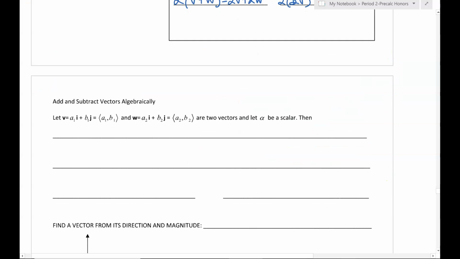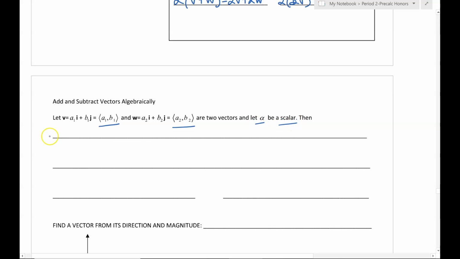Add and subtract vectors algebraically. So let vector v be a1 times i, remember i is in the left or right direction, plus b1 times j, j is up and down. So we can just write it as a1, b1. And vector w is a2 i plus b2 j. We can rewrite it as a2, b2 without the direction. Those are our two vectors, and let alpha be a scalar.